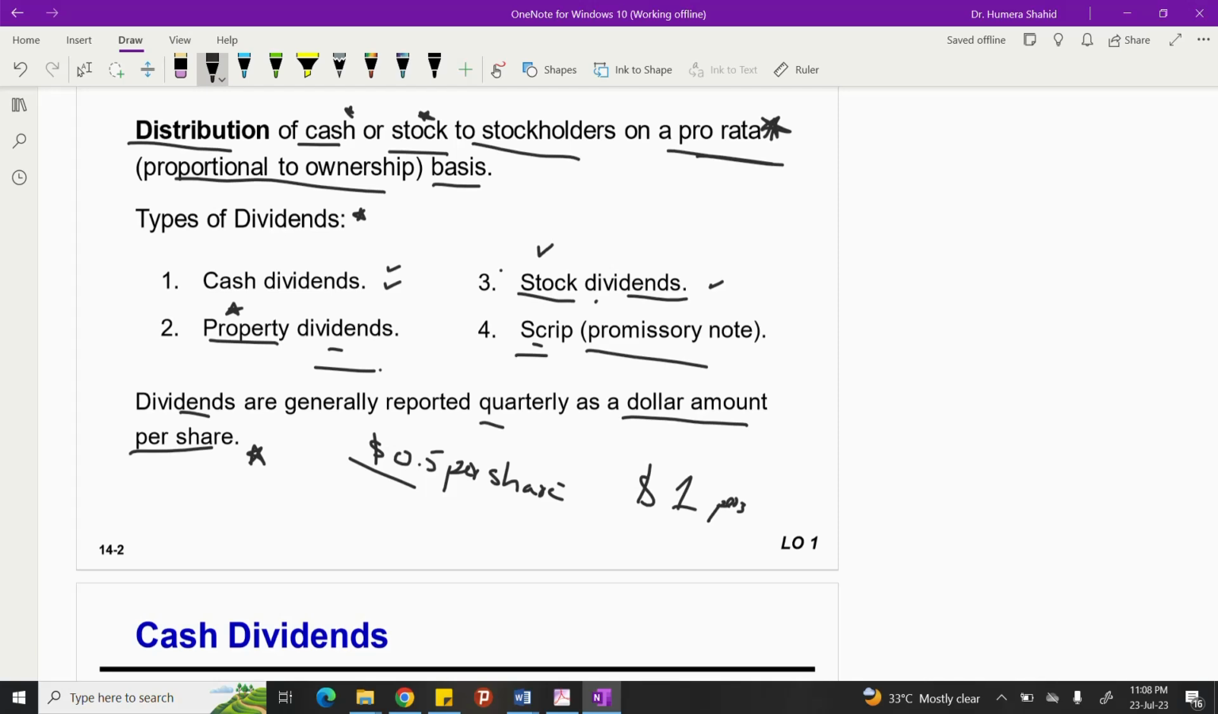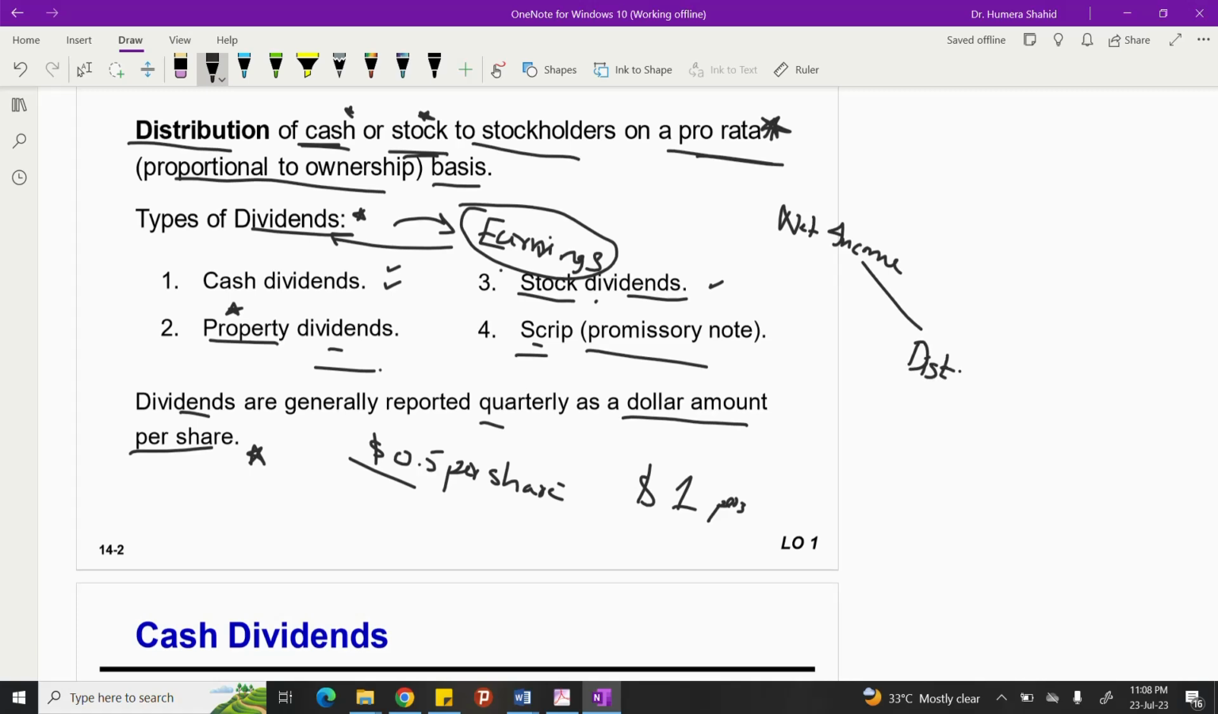Generally speaking, why do companies go for dividends? Why do companies distribute cash or stock? Companies distribute cash or stock as dividend because they want to distribute the earnings of the company among the shareholders of the company, the profit sharing by the owners, in the form of dividend. So dividend is basically the sharing of the stockholders in the earnings of the company. So what are the earnings? Net income, right? So that portion of net income which is distributed to the stockholders is known as dividend.